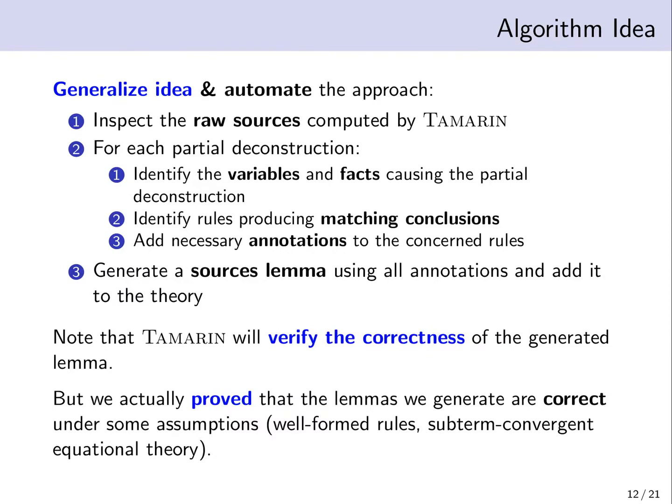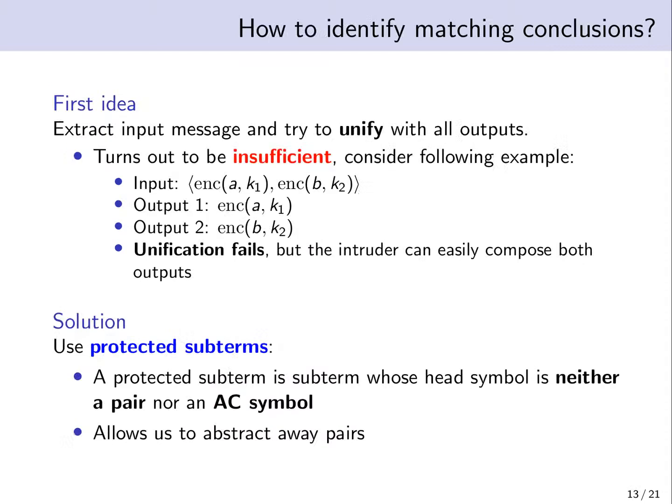Here note again that, as I said, Tamarin will verify the correctness of a generated lemma. So even if we were to generate an incorrect lemma, Tamarin will alert us. But we actually proved on paper that the lemmas we generate are correct under some reasonable assumptions. So we limited ourselves, for example, to a subterm convergent equational theory. But our approach might still work if these assumptions are not met. We are just not sure.